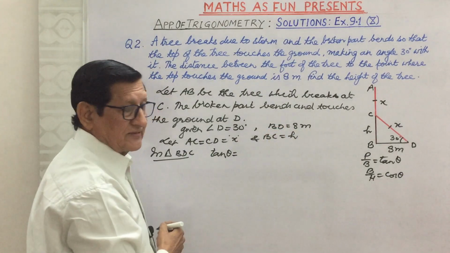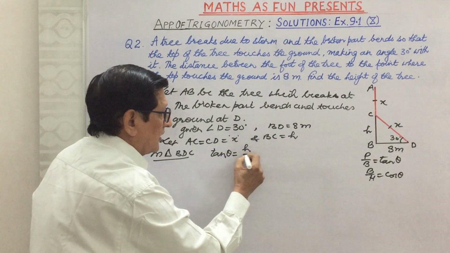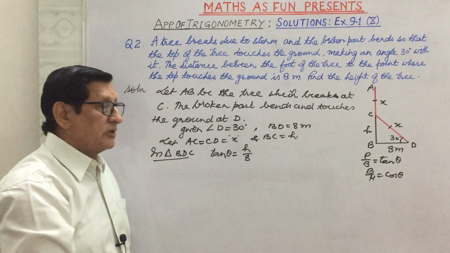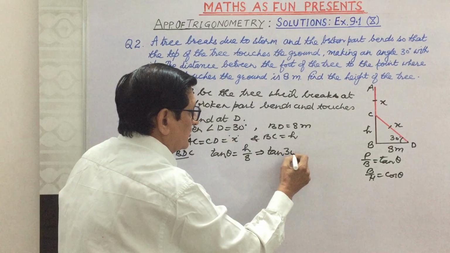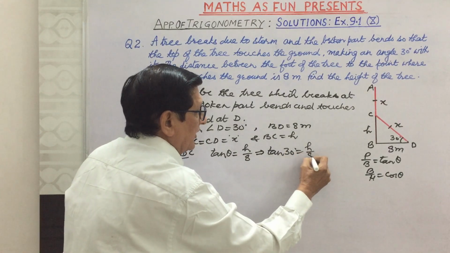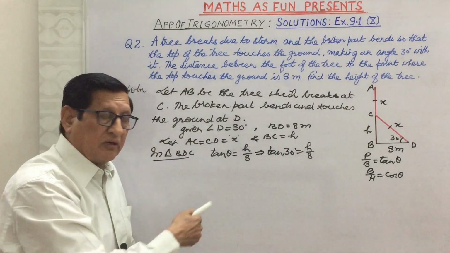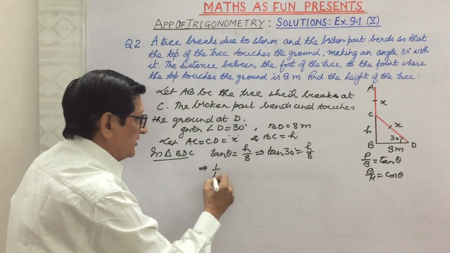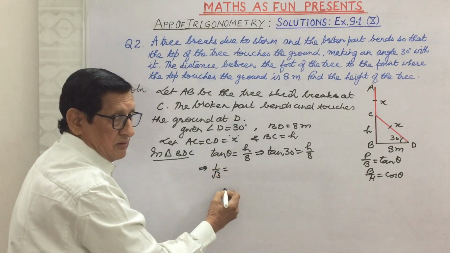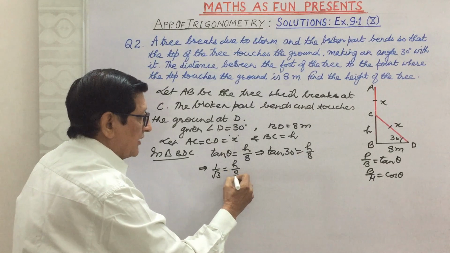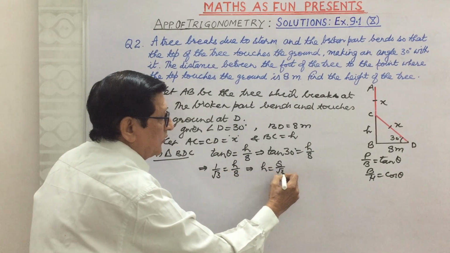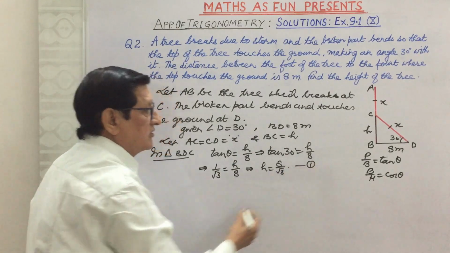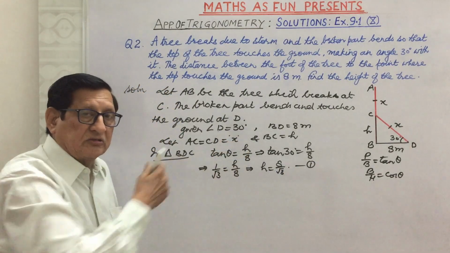perpendicular upon base, that is h upon 8. Theta is 30 degree, so we write tan 30 is equal to h upon 8. From the table we can see tan 30 is 1 upon root 3, equal to h upon 8. It means h will be equal to 8 upon root 3. This is the first equation. We have found the value of h.